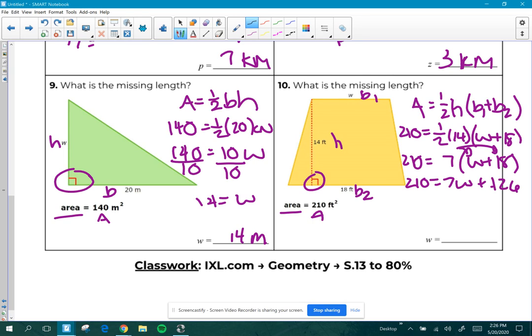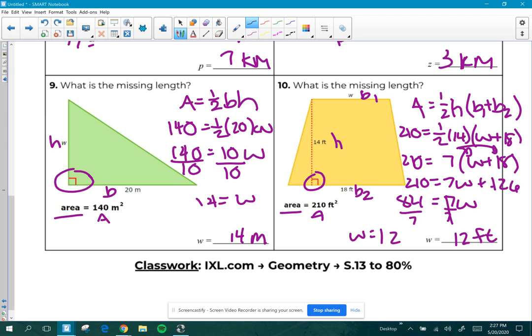And then 2 steps and I'm done. First step, I want to subtract 126 from both sides. So then I'm left with 7W, and then 210 minus 126 gives me 84. And then I need to divide both sides by 7. When I do that, I get 12. So my first base would be 12 feet long.